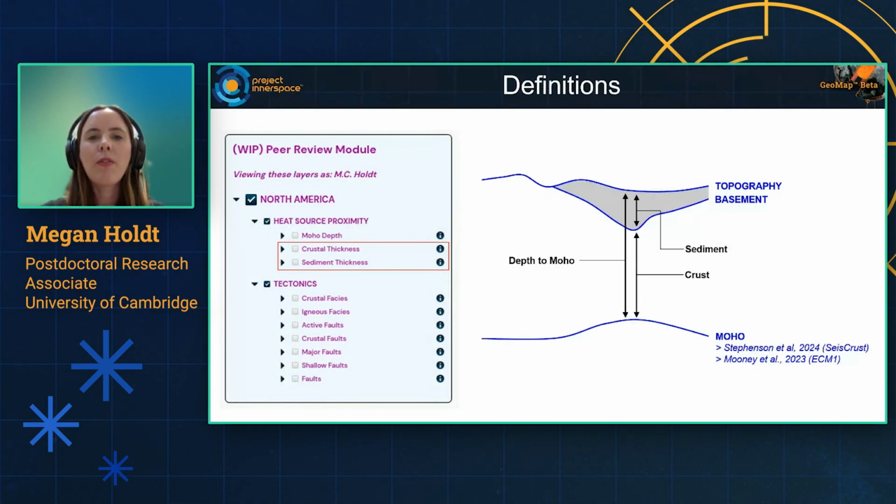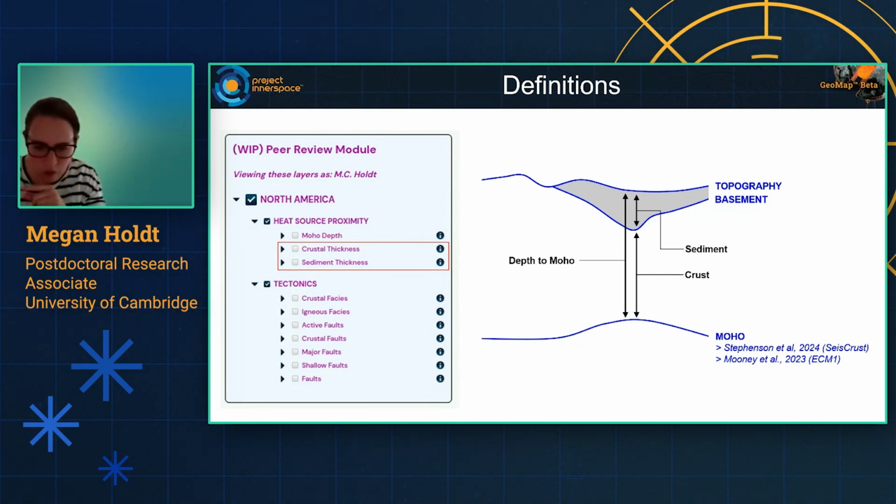Okay, so first we'll start with depth to Moho. This is the thickness between the topography and the Moho, where the Moho is defined by a number of controlled source and passive constraints. You may be aware of the work of Mooney et al. 2023 with the ECM grid. And there's also a very new data set out by Stevenson. It was published just 2 days ago, so that's hot off the press. His work is under the banner of SeisCrust and their individual spot measurements of depth to Moho. And Simon's in the call, by the way.